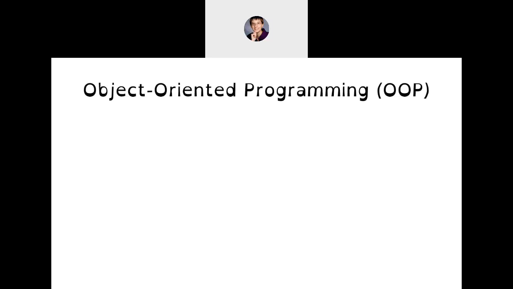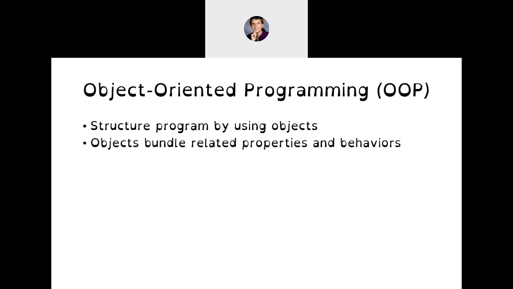Right. So with Python, it is really an object-centric type of programming language, right? And so what object-oriented programming is really about is that we're trying to structure our program by utilizing objects. And objects are a way that we can bundle together related properties and behaviors.